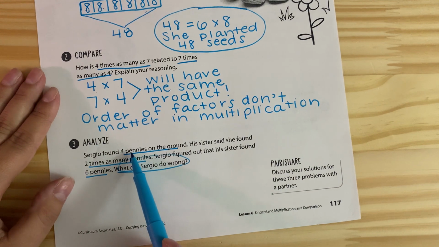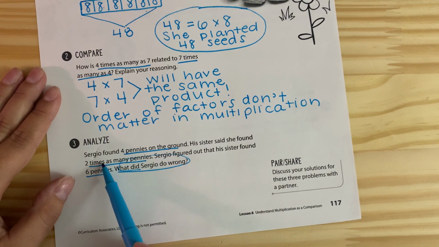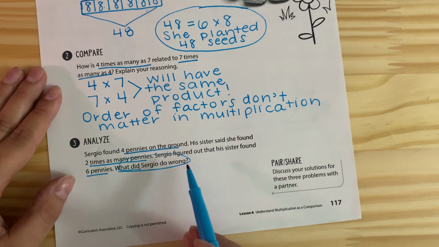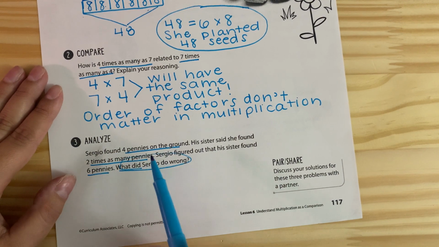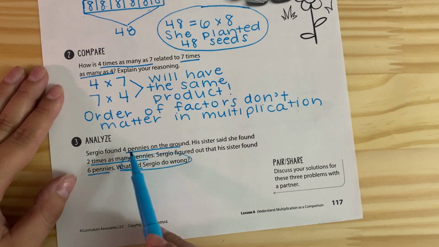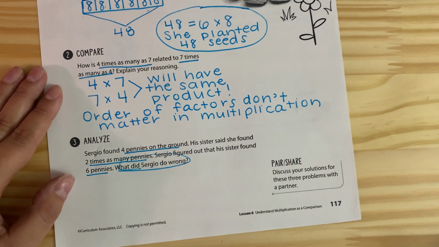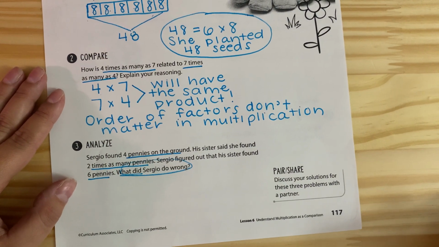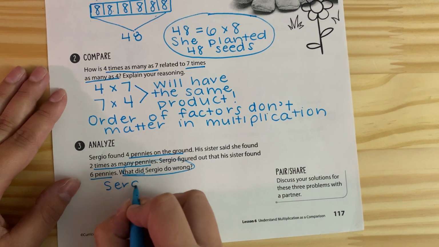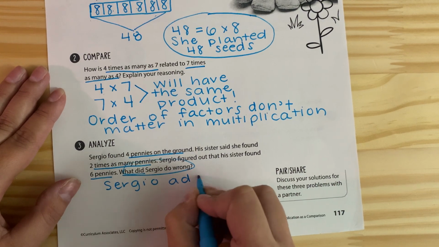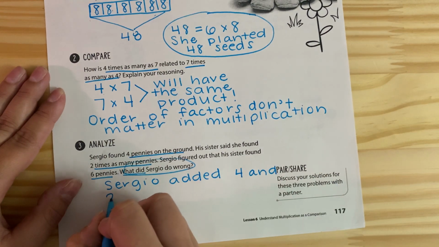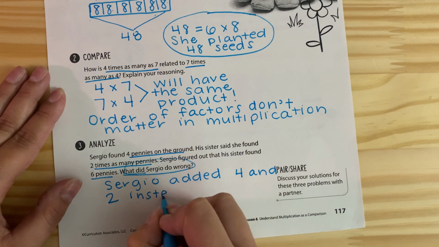If he had 4 pennies and she said she had 2 times as many pennies as him, and he said she had 6, what did he do? Now for this one, it's pretty simple. We can see that he had 4, she said she had 2 times as many, and then he came out with 6. So if you just add 4 and 2 together, we know that gives us 6. So instead of multiplying, it looks like Sergio did some adding instead. So Sergio added 4 and 2 instead of multiplying, right?